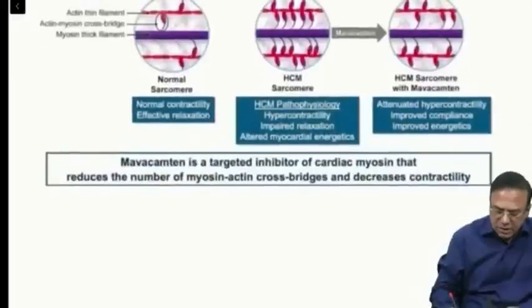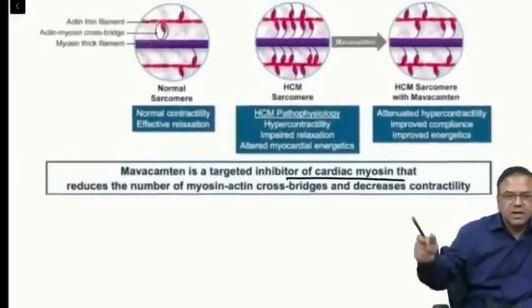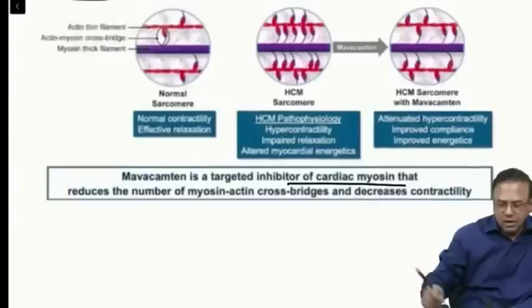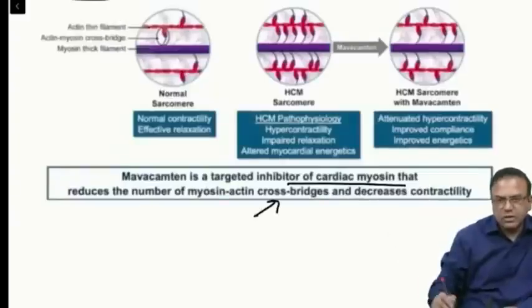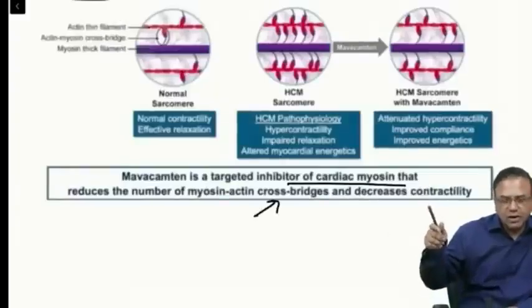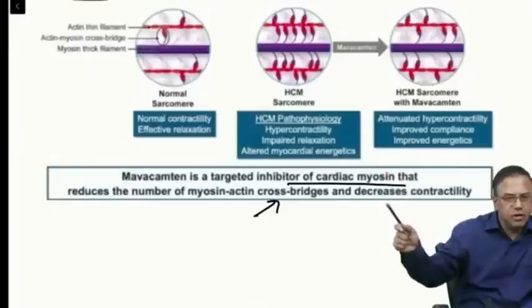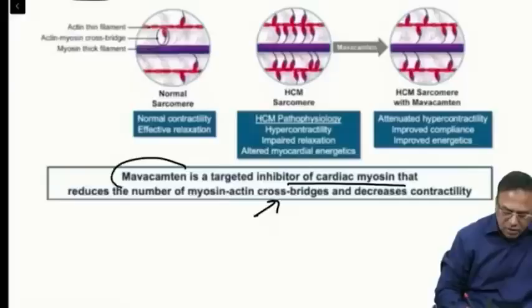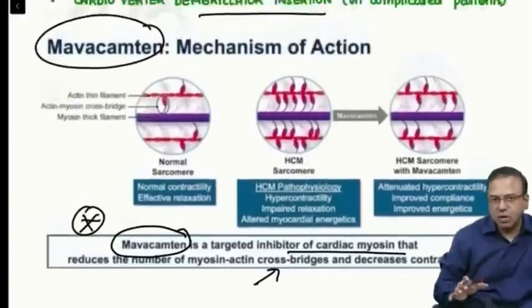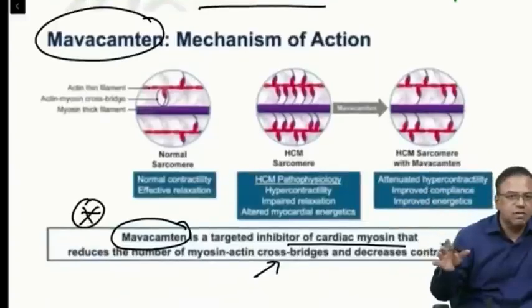Mavacamten is basically an inhibitor of cardiac myosin, and it is reducing the myosin actin bridges and decreasing contractility. So basically that hypercontractile state that HOCM has, it will reduce that. So this drug is showing good promise, and it is one of the important drugs that they may ask you in the exam because this is approved in patients with HOCM, mavacamten.